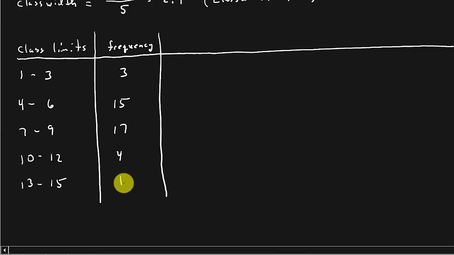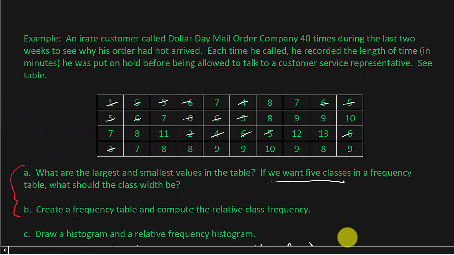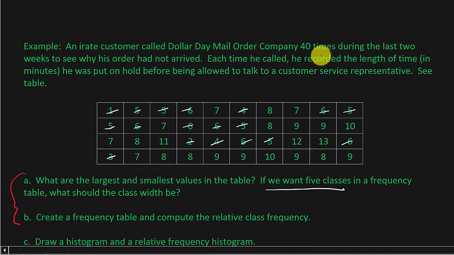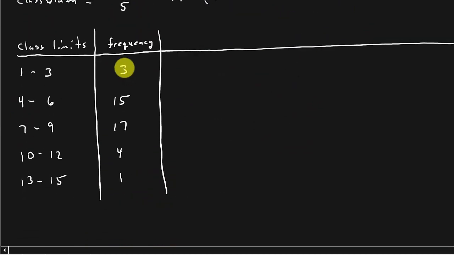And remember, a good way to check how many numbers are there. I mean, it did tell us in the problem the 40 times, but remember, we can count the columns, count the rows, multiply them together. That'll tell us how many numbers. And if we take these 3 plus 15 plus 17 plus 4 plus 1, that equals 40. And we'll go ahead and write that down, n equals 40, because we'll need that for our relative frequencies.